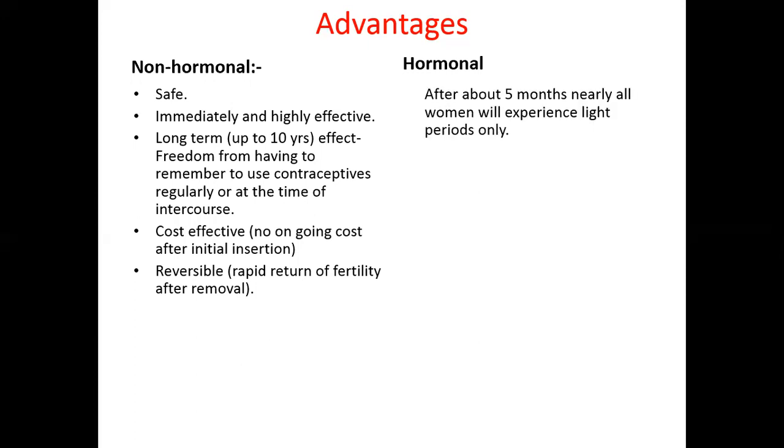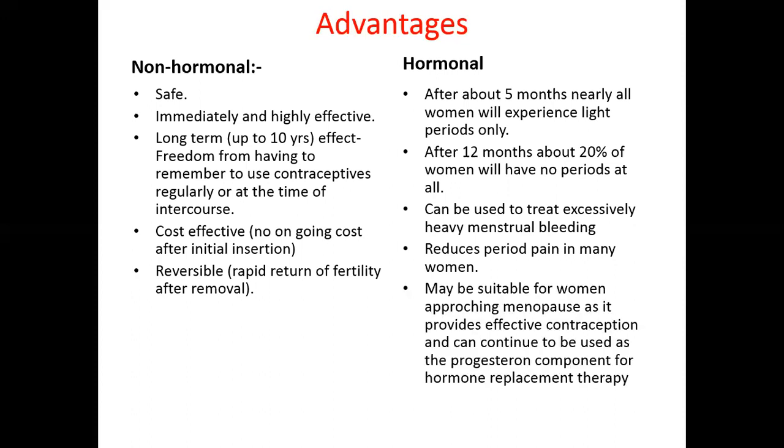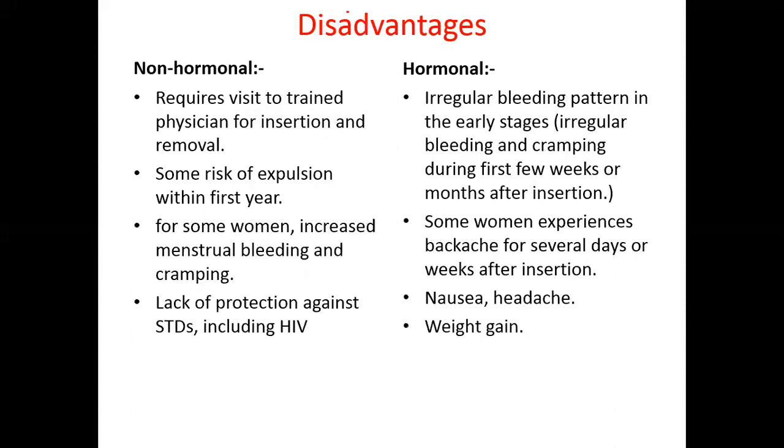The advantage of hormonal IUD is that after about 5 months, nearly all women will experience light periods only. After 12 months, 20% of the women will have no periods at all. This is in case of menopause. And this can be used to treat excessive heavy menstrual bleeding as well. It reduces the pains during the periods. It may be suitable for women who approach menopause as it provides effective contraception and can continue to be used as the progesterone component for hormone replacement therapy.